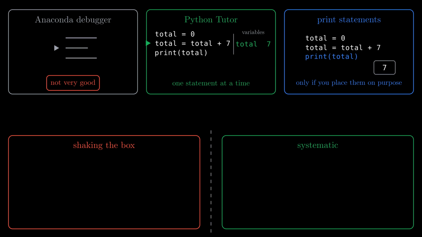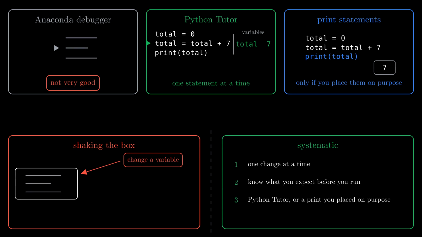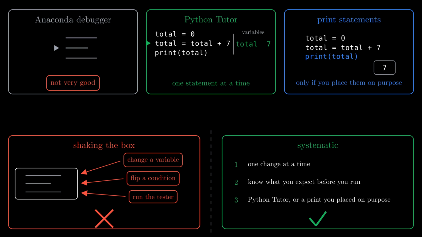Whichever you choose, be systematic. The failure mode is changing a variable here, flipping a condition there, and firing the tester again to see what happens. That is not debugging, that is shaking the box.